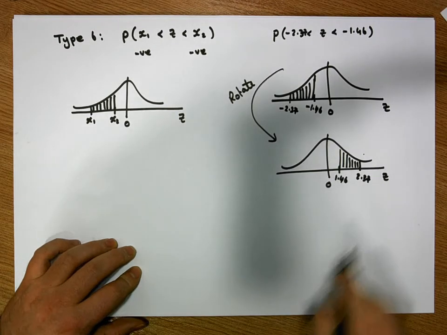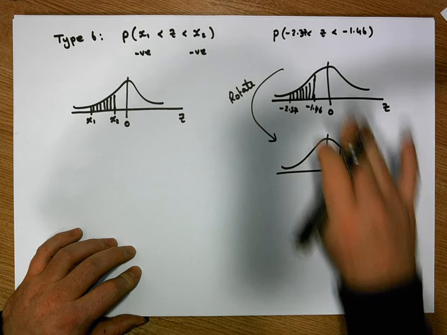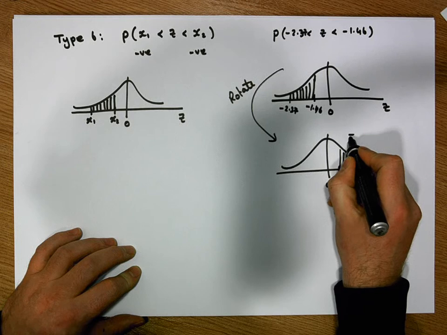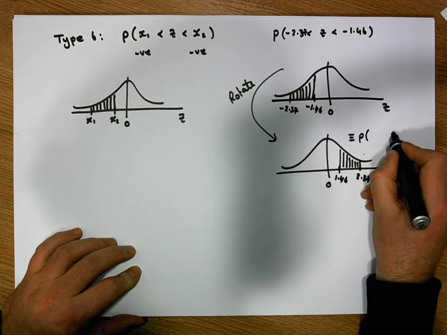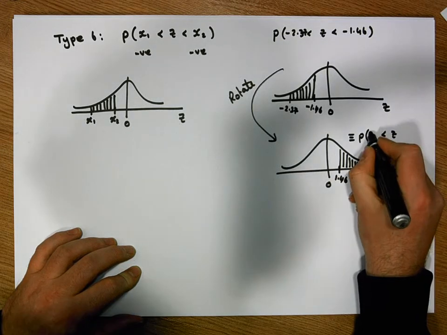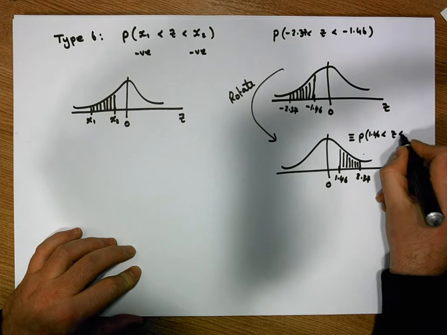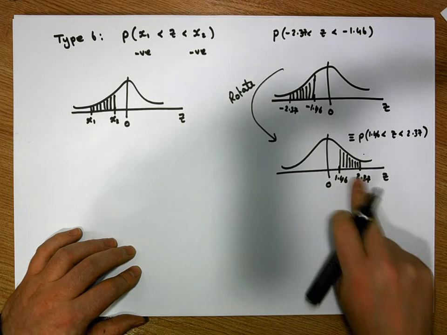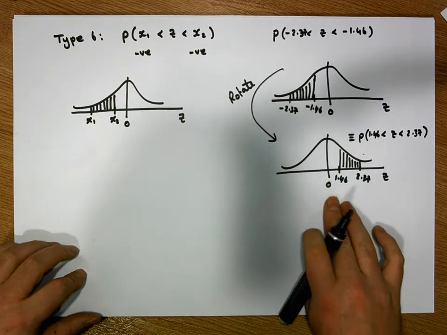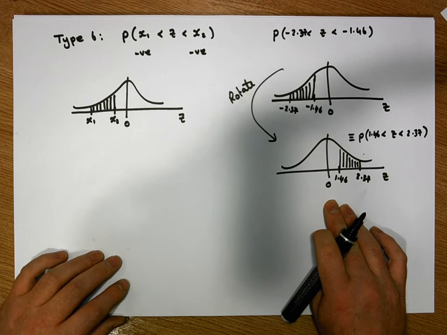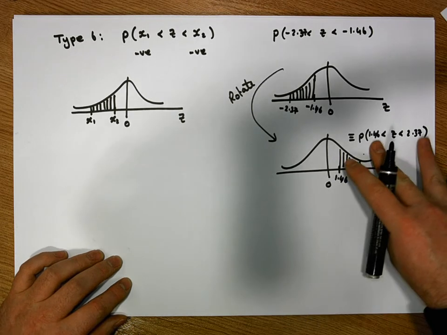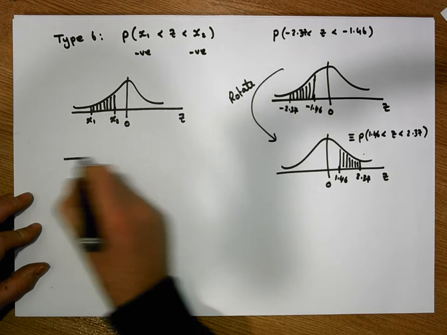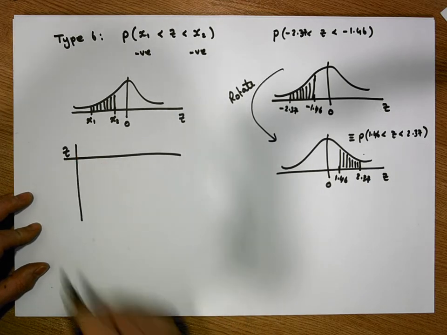This probability is equivalent to the probability with respect to the negative values. And this probability is the probability of observing a z-score that's greater than 1.46 and less than 2.37. Okay, so let's work with this probability. This is very similar to our type 3 probabilities. It's the same, except that our bounds have changed, where we have two positive values. Anytime we have positive values, we should always immediately look those positive values up on our tables.